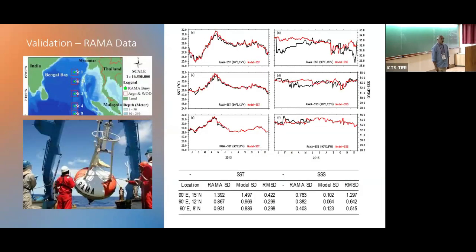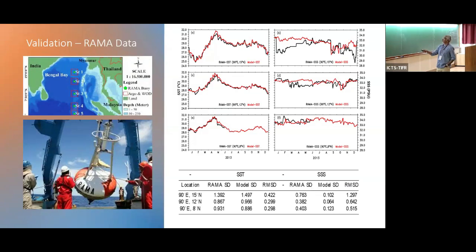A more stringent comparison is possible with the buoy data. There are 3 RAMA buoys in the Bay of Bengal, at 12, 15, and 18 degrees north. And here is a comparison for the year 2013. There are some data gaps, but we are able to do some comparison.